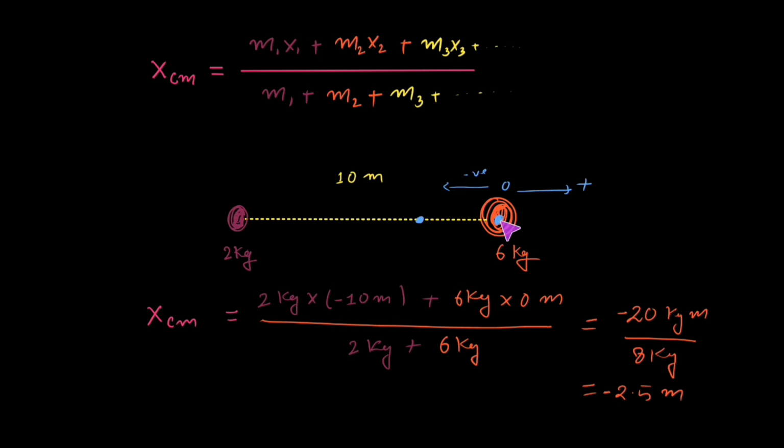Because this is our reference point, from this reference point we have to travel minus 2.5 meter. If we travel minus 2.5, it means we have to travel towards the left. So if we travel minus 2.5 meter from this reference point, we will again reach the same point as we reached in the first case. So the center of mass would not change. It only depends on the reference point which we are assuming. So this is how we can find out the center of mass of a system consisting of more than one mass. Now let's talk about the moment of inertia.